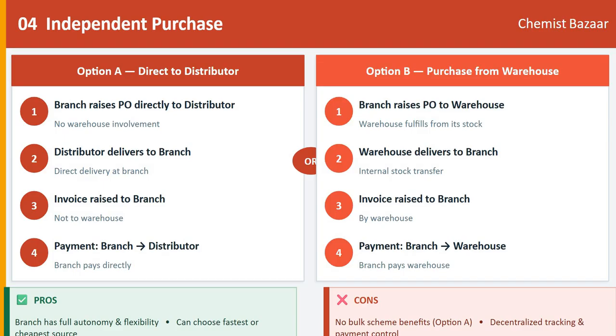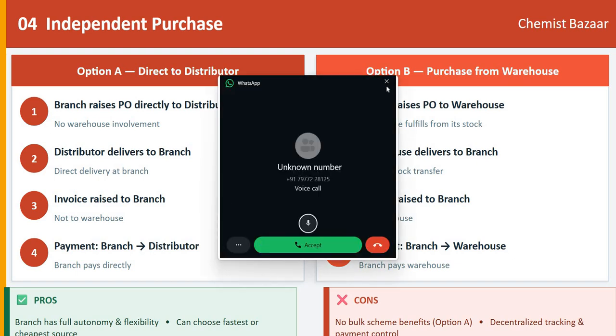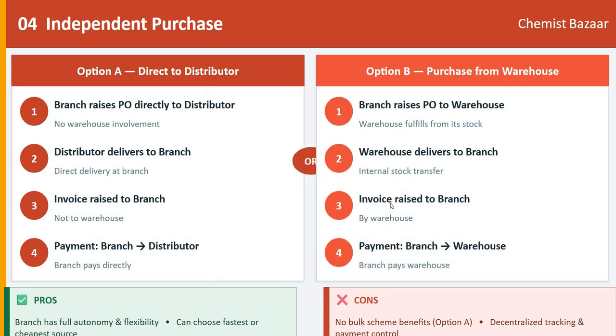And secondly, if they want some medicines that they want to procure from the warehouse, they can also do the same thing. In that case, they would raise the PO to the warehouse, the warehouse will do the delivery to the branch, the invoice will be raised to the branch by the warehouse, and the payment will also be done by the branch to the warehouse. We have Chemist Bazaar Pharmacy, and they operate on this model. So here the branch has full autonomy and flexibility. It can choose whatever it wants to purchase from the distributor or from the warehouse.